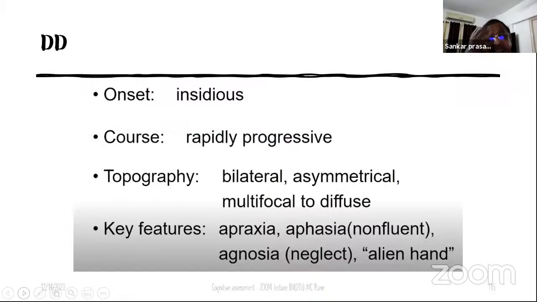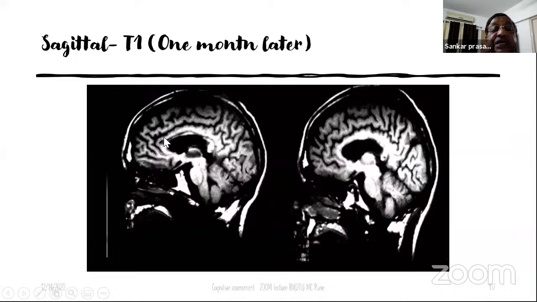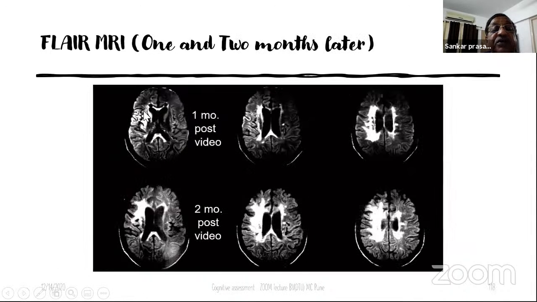And why? Because his MRI has shown very rapidly progressive white matter disease, and this is the FLAIR MRI. Initially you can see the white matter abnormality that is developing, and you can see the corpus callosum which is so much wasted, atrophied. One month later a video is shown, and 2 months later extensive white matter involvement is shown. The gray matter is not involved. The gray matter signs are not there. In this, it's only disconnection that is happening. The seizures are not there. Memory impairment is not much, but functional deficits are more.